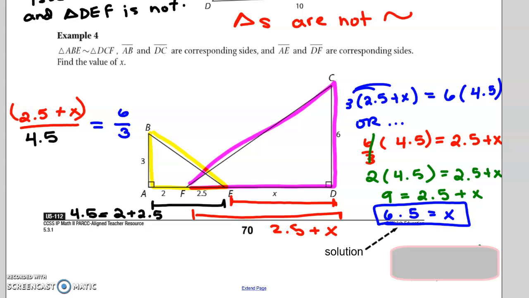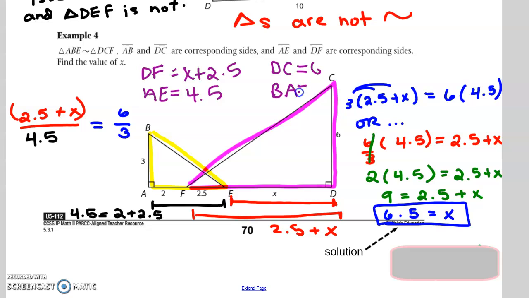So just to kind of organize the information, side DF is x plus 2.5, and that corresponds with side AE on the smaller triangle, which is 4.5. And then if I go back to the larger triangle, DC is 6, and BA, its corresponding side is 3. And you can see how that relates to my proportion right here.